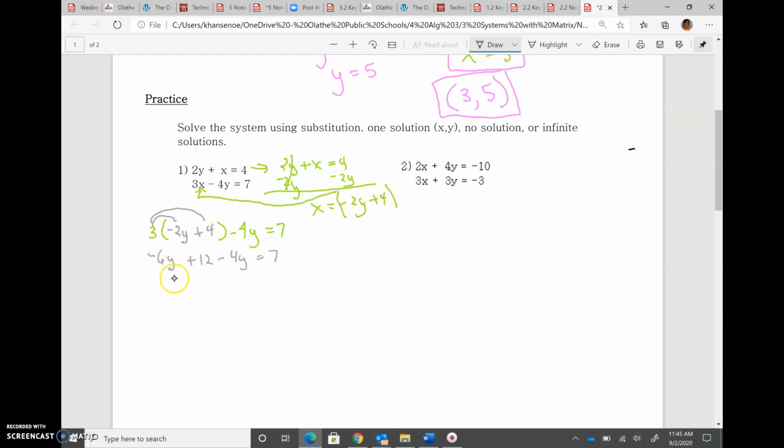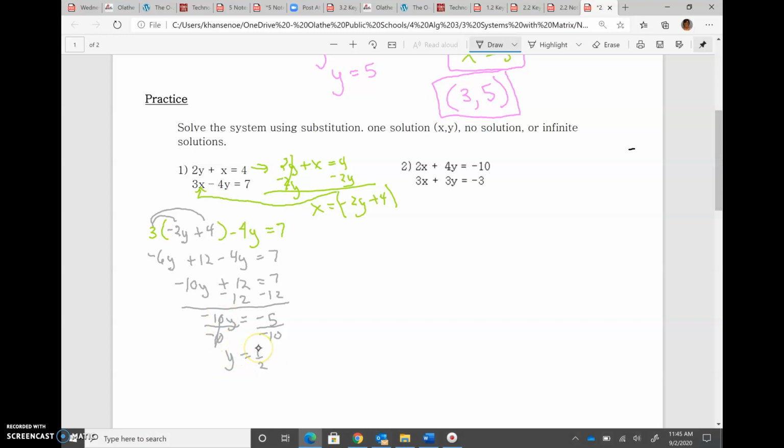Combine like terms, negative 10y plus 12 equals 7. Subtract 12. I get negative 10y equals negative 5. Divide by negative 10 because I have to have y by itself. I get y equals 1/2.